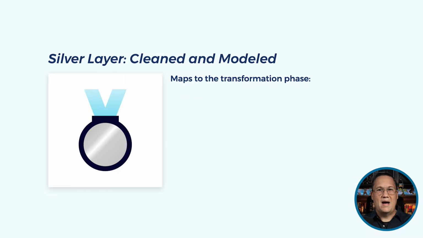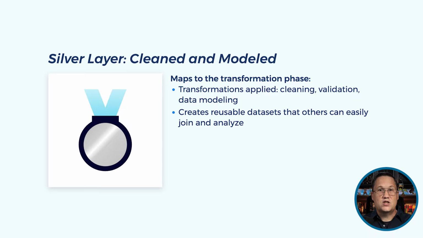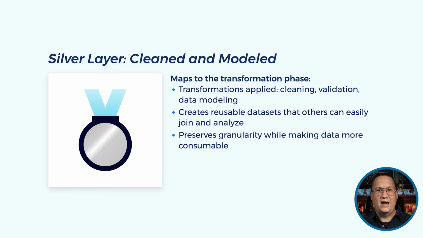The silver layer maps to the transformation phase, but with a specific focus. Here, transformations focus on cleaning, validation, and importantly, data modeling. In other words, creating structured data that is reusable across the organization. This is where we apply consistent, reusable formats that make it easier for analysts to combine data and perform analysis. We want data that's higher quality than bronze and properly structured, but still preserves the original granularity and detail.